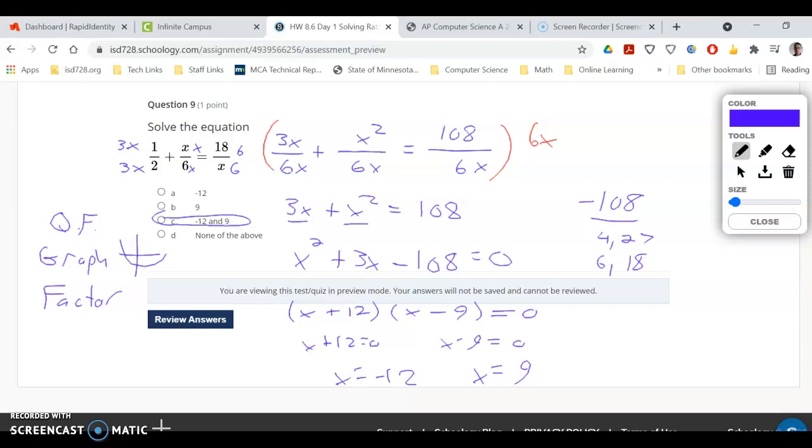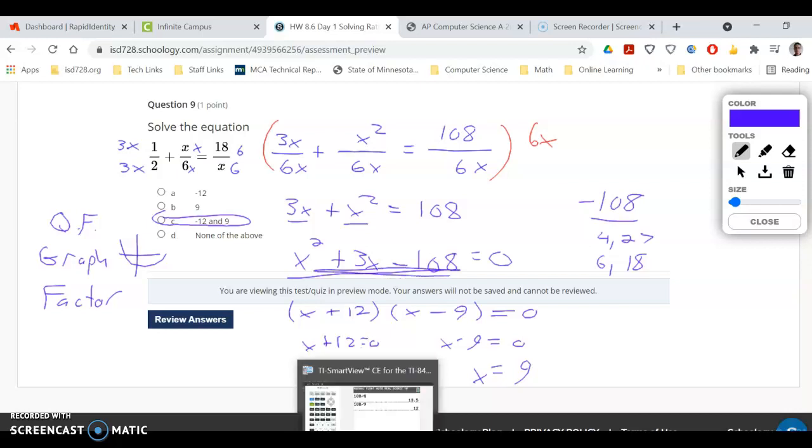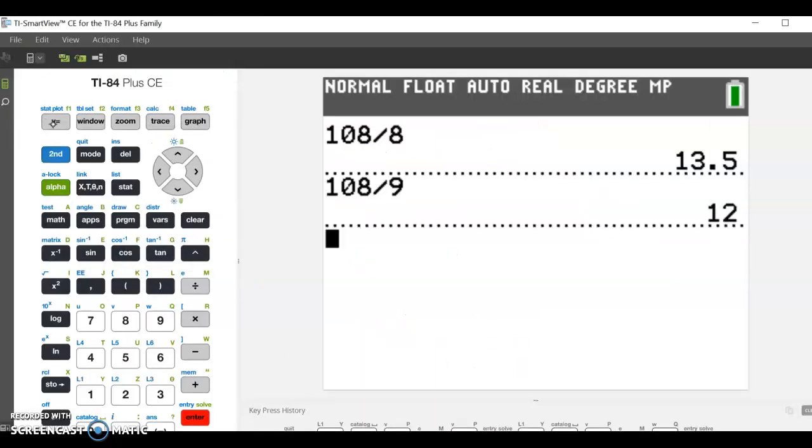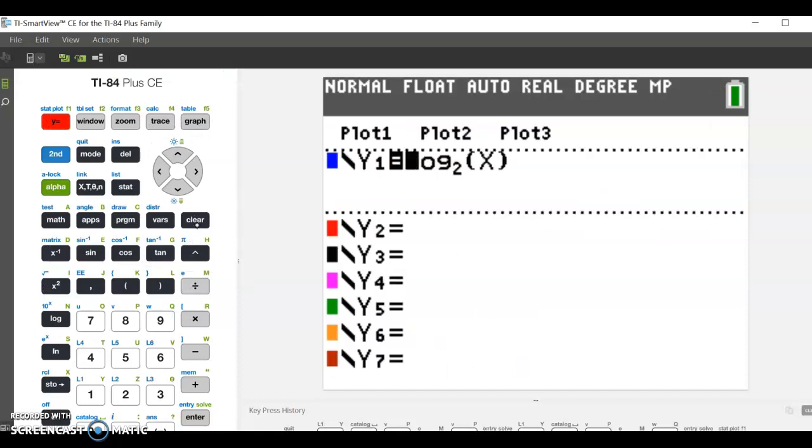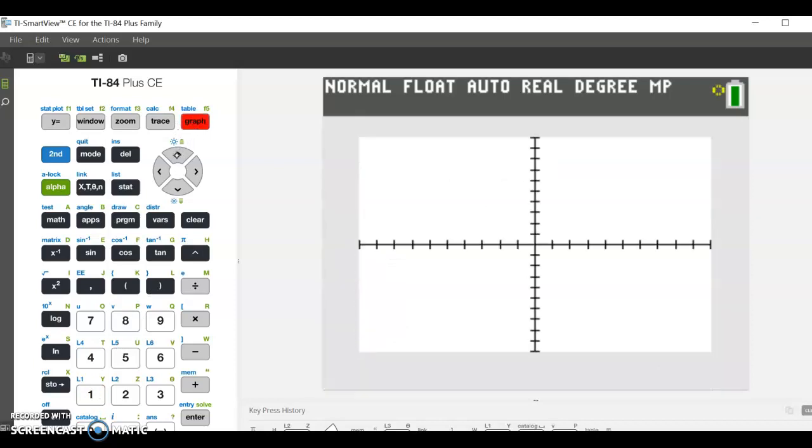If you want to see the graph method on this, the graph method is my favorite. You just put this in and find where it crosses. So you just put it in here: x squared plus 3x minus 108, and then hit the graph key, and we should see one of the answers.